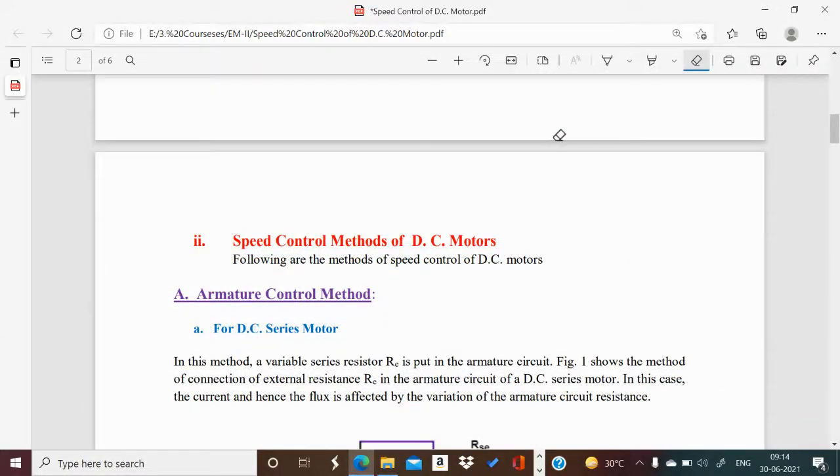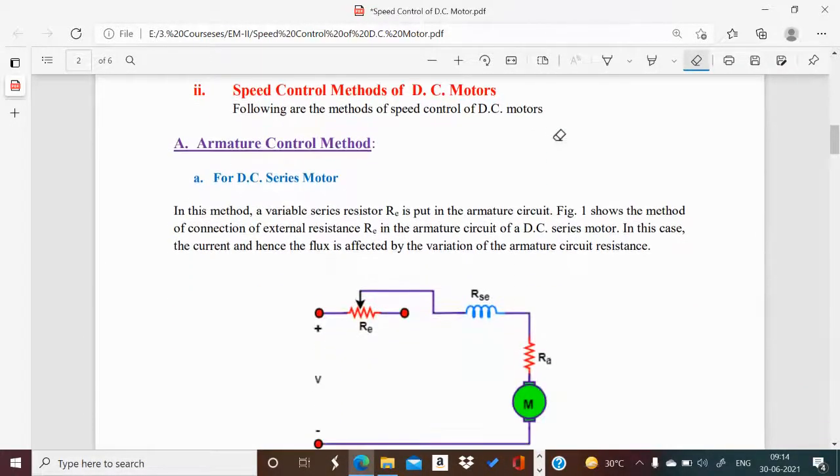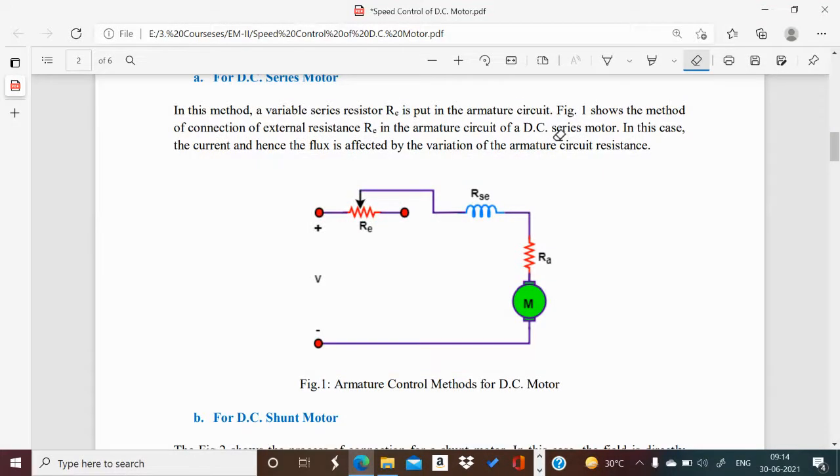That is armature control, which means armature resistance. Take the series motor first. A series motor is one in which the field winding is connected in series with the armature winding, where Ra is the resistance of the armature and Rs is the resistance of the field winding.